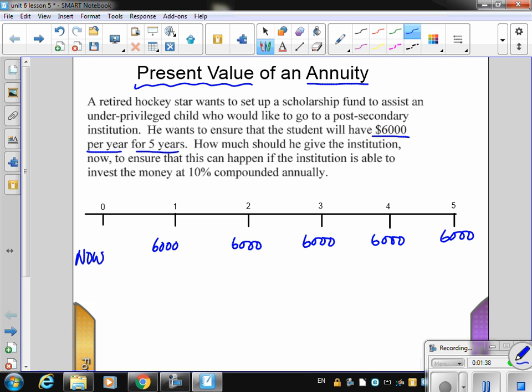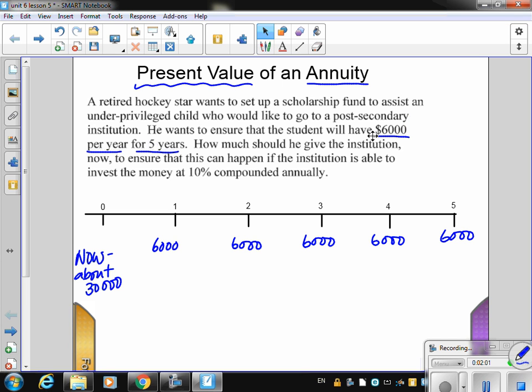So it looks like he needs about $30,000. But remember, he should be able to invest a little less than that because he's going to earn interest on that money as it sits in the bank. So we would like to figure out how much money he needs now.